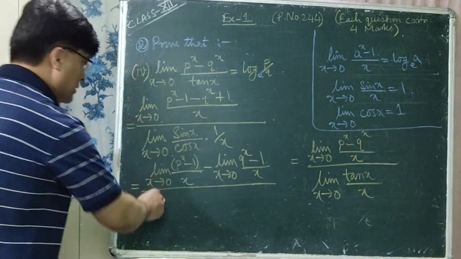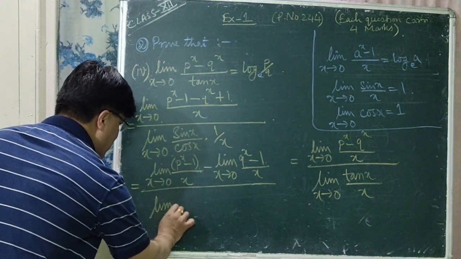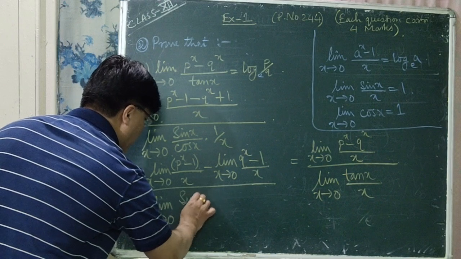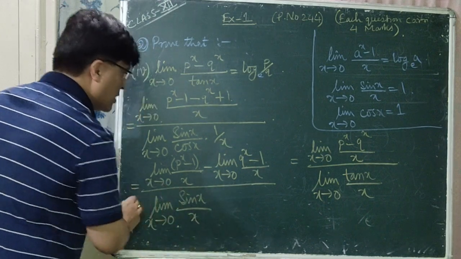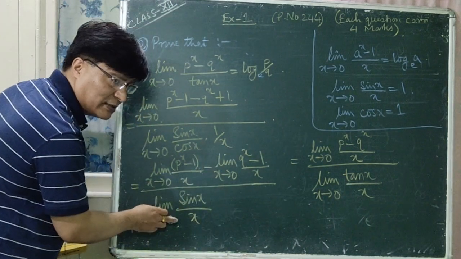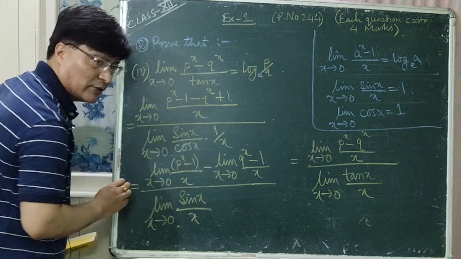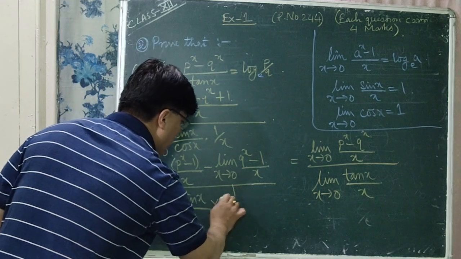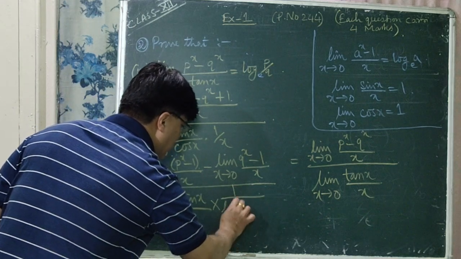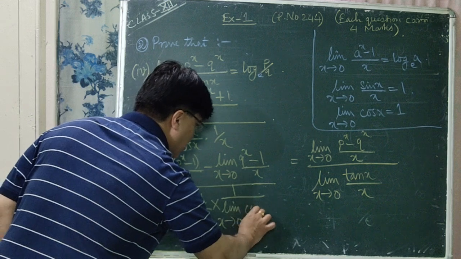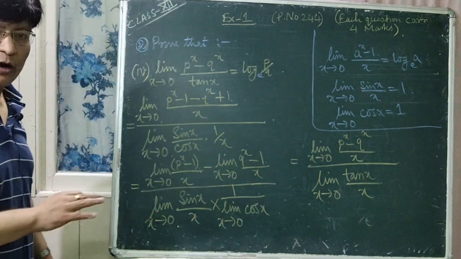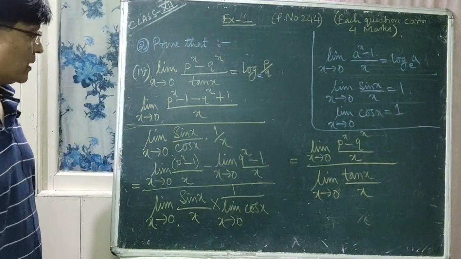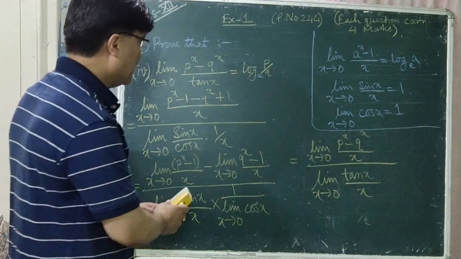Now in the denominator you should write limit x tends to 0. Now this is the form sin x by x, so this x is written below sin x. Now it is 1 by cos x, so into 1 upon, you can write here limit x tends to 0 cos x. So for cos x also you can write down the limit. So I think you have understood it.